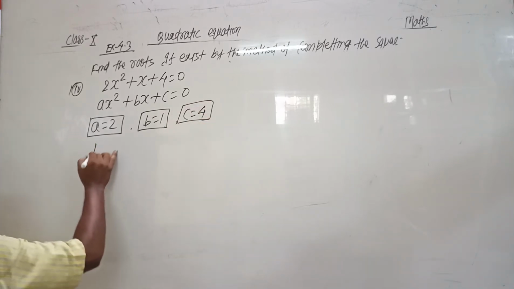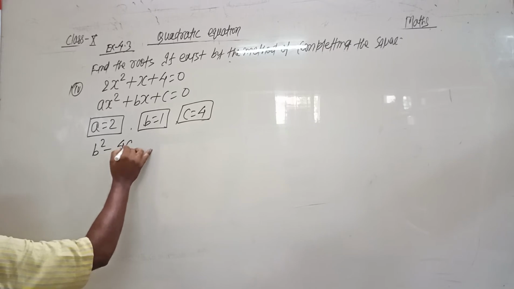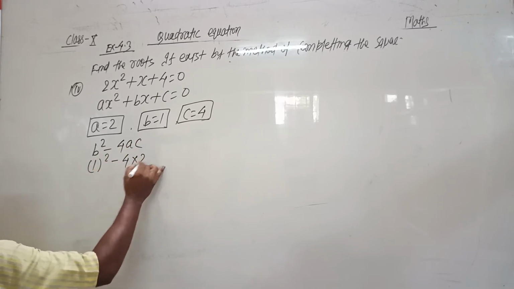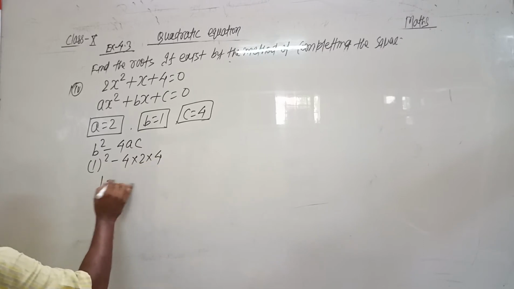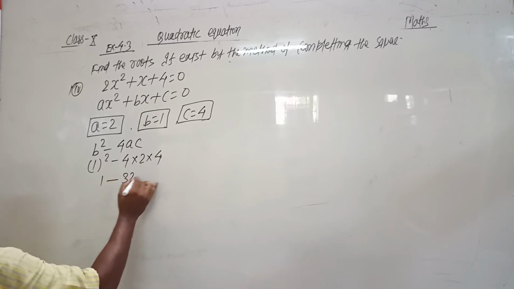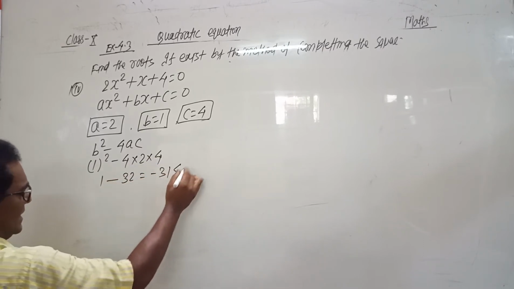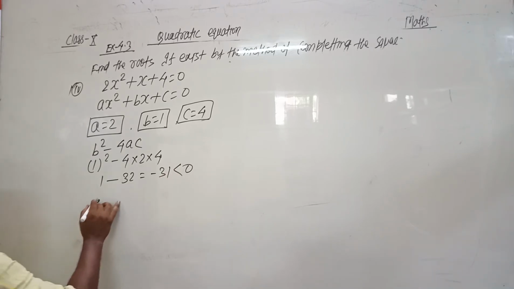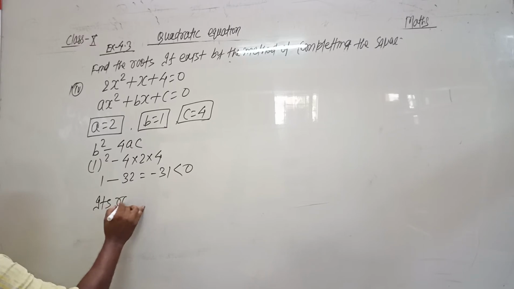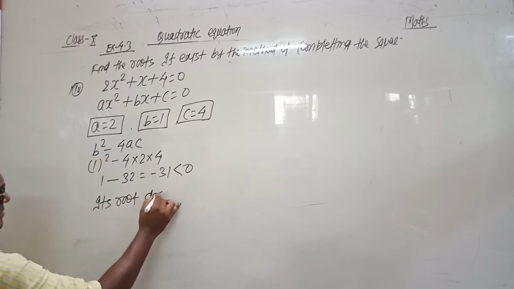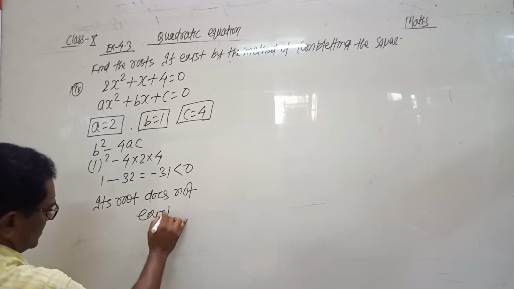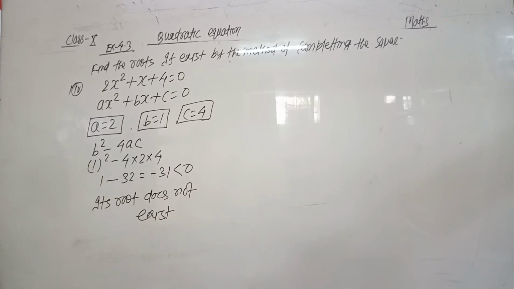Now check the existence. b square minus 4ac, 1 the whole square minus 4 into 2 into 4, 1 minus 32 which is minus 31, less than 0. So its root doesn't exist. No need to find the roots because it doesn't exist.